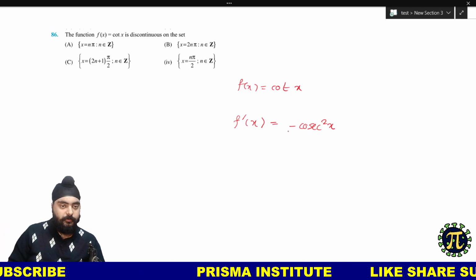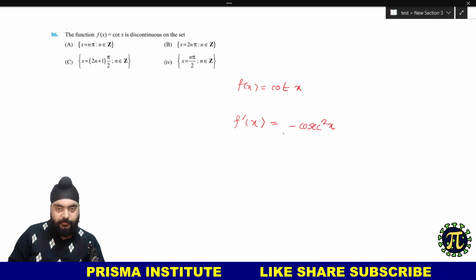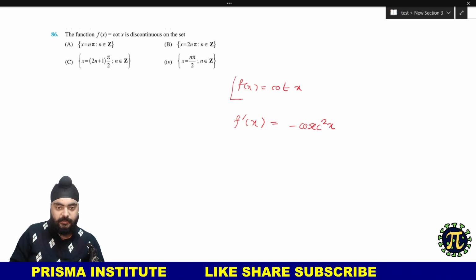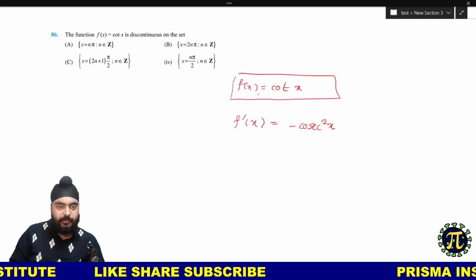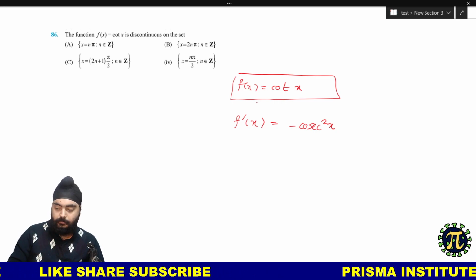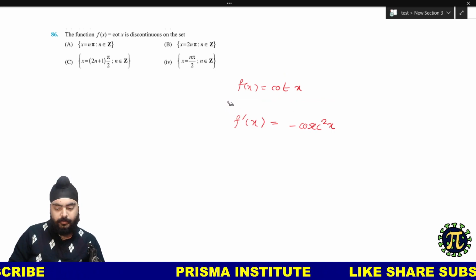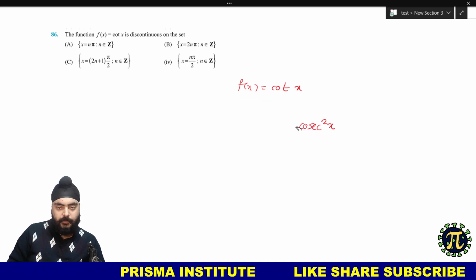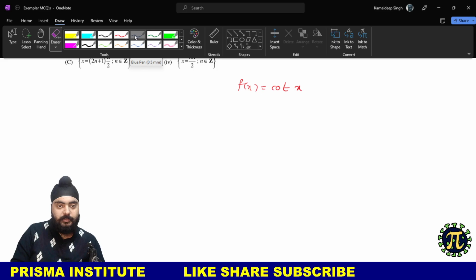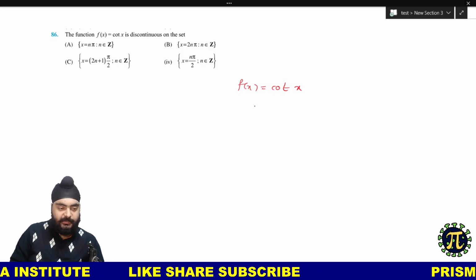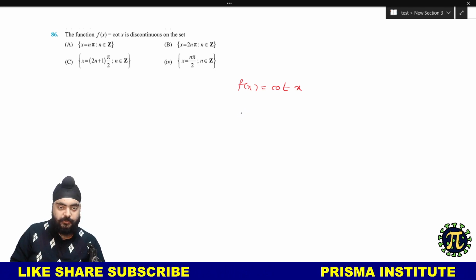Okay, so when is this derivative not defined? The question is where is this discontinuous? We just have to find the points of discontinuity. So let's see. It is asking where this function is discontinuous. So when is a function not defined? Function is not defined whenever, let's say, px by qx, then qx should not be 0, right? Whenever qx is 0, the function is not defined.